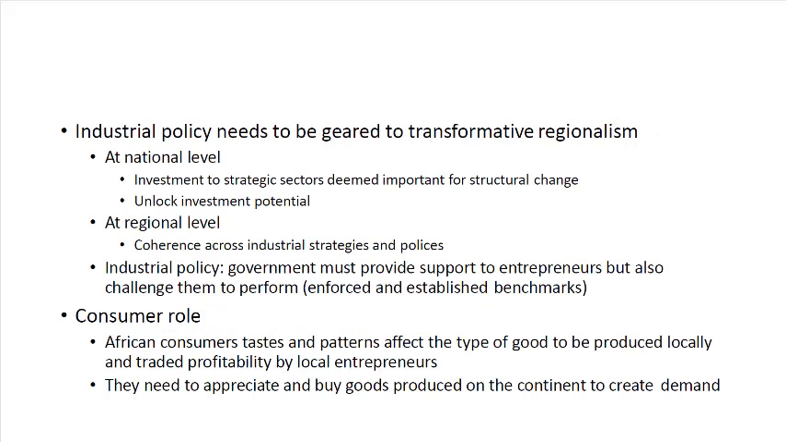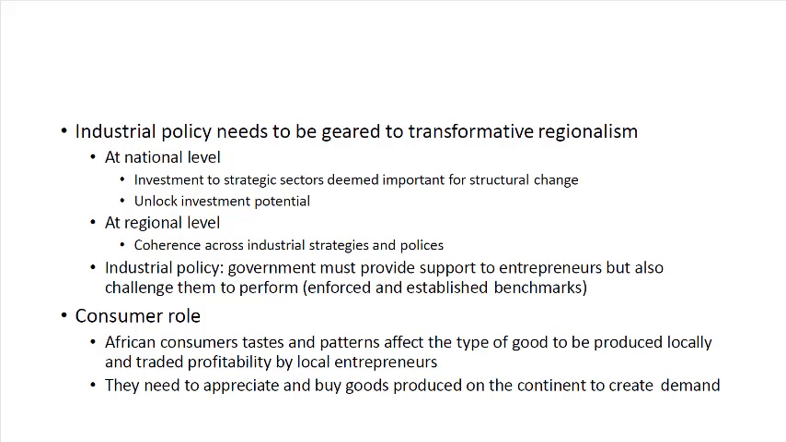We need to also look at industrial policy and making sure that it is also geared towards transformative regionalism. So we need to look at it at national level first. So that's the investment, looking at the most important sectors first. So we're strategic in the sense of, okay, let's target the sectors that are best for each country, and look at the structural change we need to do to help with these sectors, and then potentially unlock more investment for them. And then at the regional level, we need to look at coherence across industrial strategies and policies. From the industrial policy side, we also need support from government in looking out for the entrepreneurs and then challenging them to perform effectively. Either we have to enforce this and try to establish some benchmarks that they need to reach.